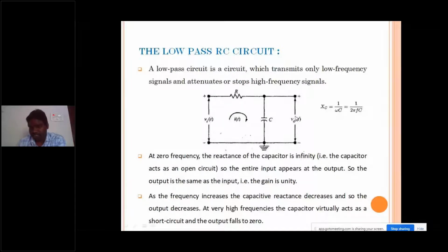But if you are applying high frequencies, as I am going on increasing this frequency value in this formula, what will happen? The reactance value decreases. As the reactance decreases, it's simply becoming like a short circuit. So when it is short circuit, if you measure the output voltage, the voltage across the short circuit is 0, so that no signal is allowed if the frequency is high. In this manner, we can simply say that this is a low pass circuit. So this low pass circuit is allowing only low frequencies to pass through it, and it stops all other high frequencies.